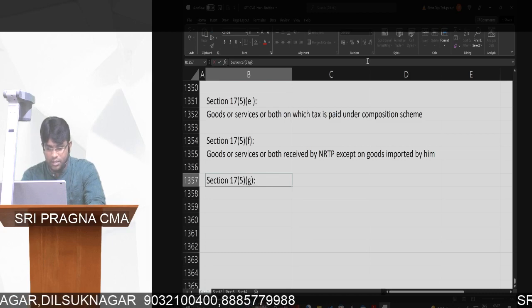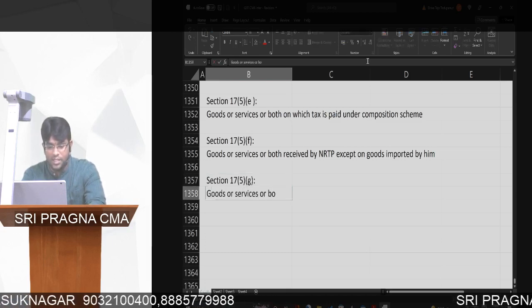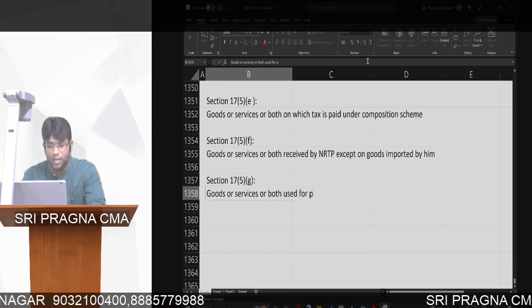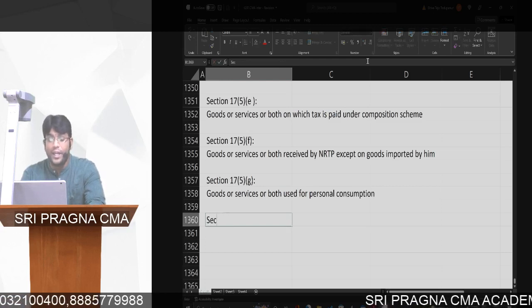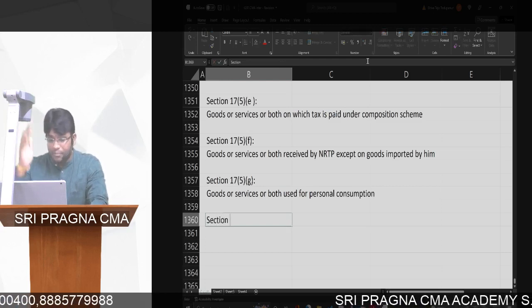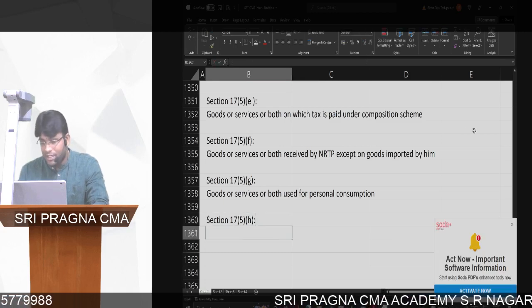Next, clause G is a simple point. Goods or services or both used for personal consumption. If it is personal, there is no question of taking credit. Next point, very important, concentrate. 17.5 clause H. This has come many times in the exam.